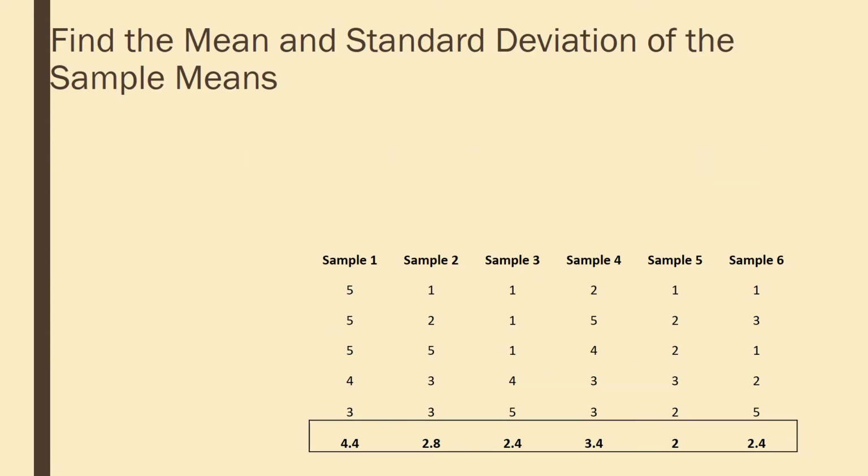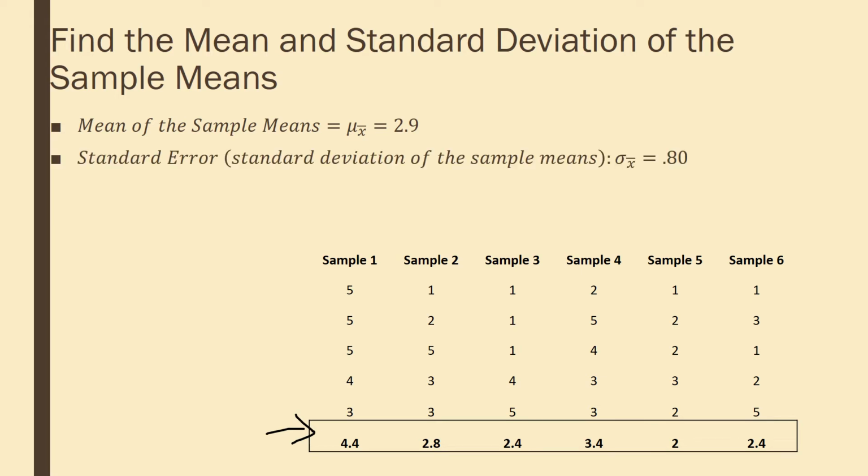Now we're going to find the mean and standard deviation of our sample means. The mean of the sample means is 2.9, and we're going to denote this with mu, the squiggly looking M that we've been using for the population mean. But we're going to put a subscript of x bar by it, so that just means it's the mean of the sample means, and that's going to equal 2.9. I just took the sample means and found their average, okay?